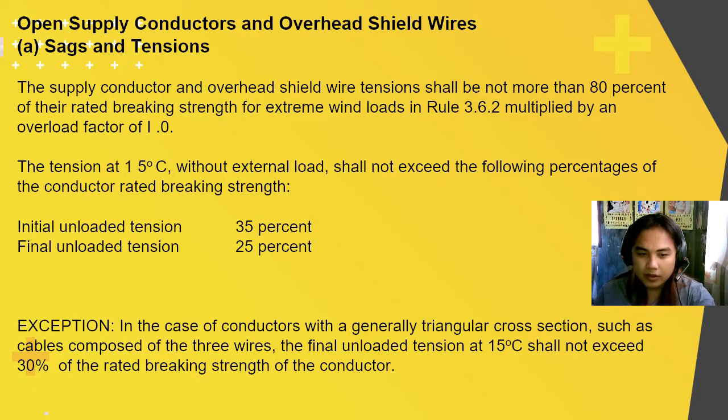So exception: in the case of conductors with a generally triangular cross section, such as cables composed of three wires, the final unloaded tension at 15 degrees Celsius shall not exceed 30% of the rated breaking strength of the conductor.